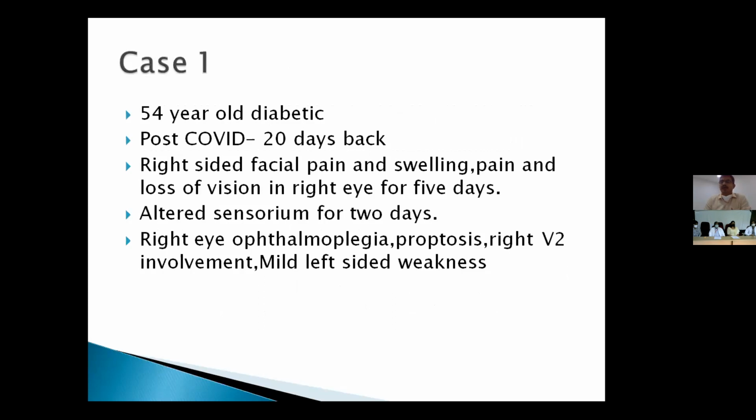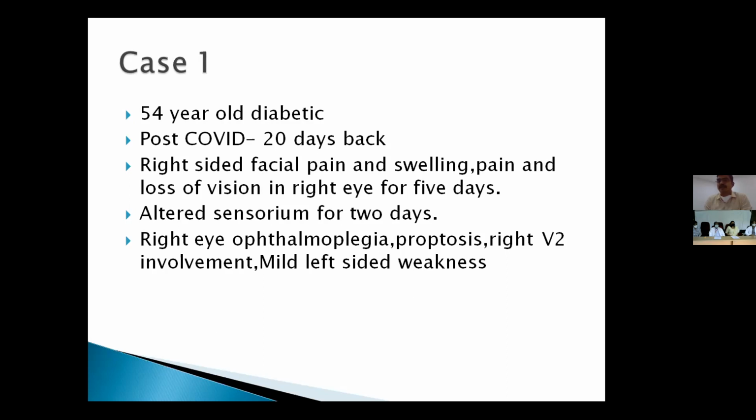So now I'm going to show you some of the interesting cases which we have come across in the last few months. First case is a 54-year-old diabetic patient. He was treated for COVID 20 days back, and after 20 days he presented with right-sided facial pain and swelling and painful loss of vision in the right eye for 5 days. He also had altered sensorium for 2 days. On clinical examination, he had right eye ophthalmoplegia, proptosis, right V2 involvement, and mild left-sided weakness.